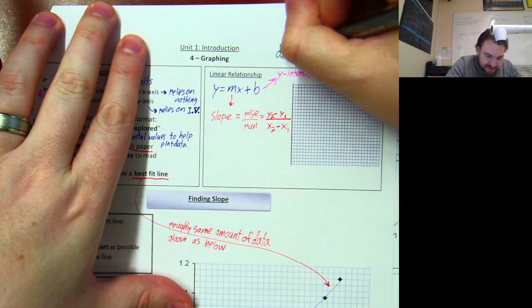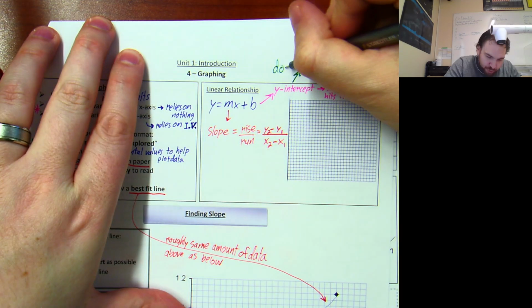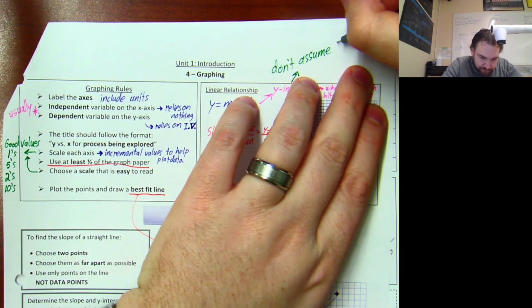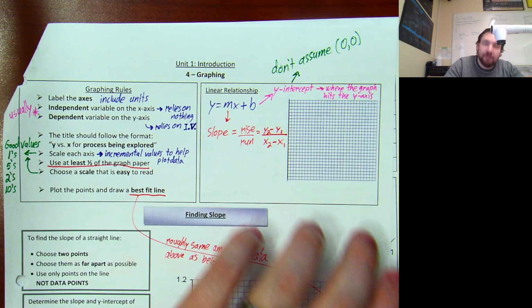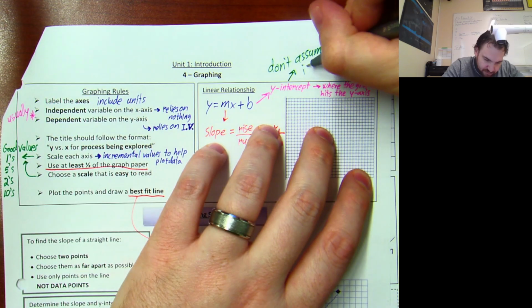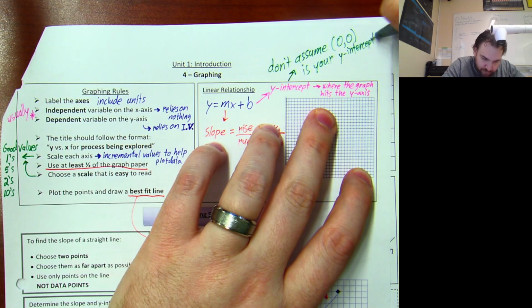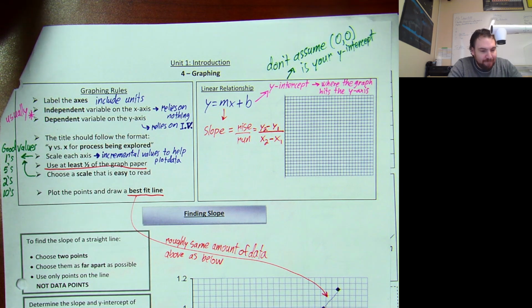So I'm just going to say in here, don't assume 0 is your y-intercept. It might be. That might be a valid option. But it really might not be. And if it's not, we've got to figure out why that is.